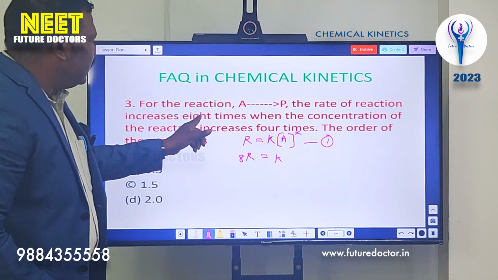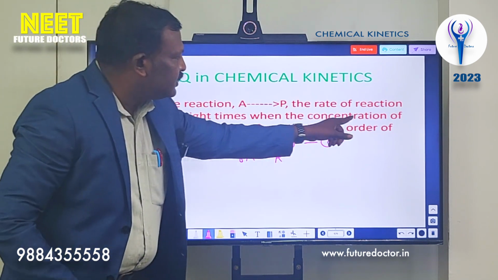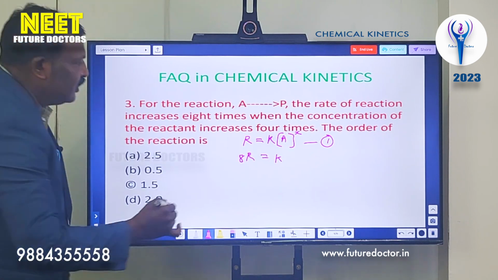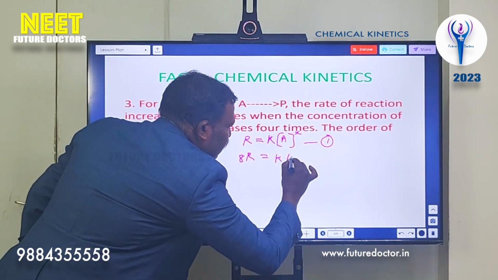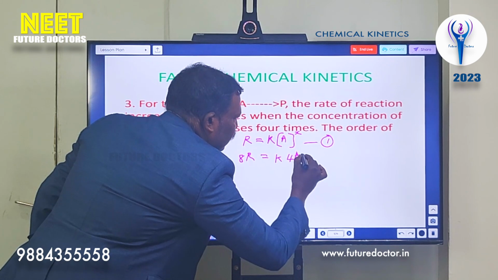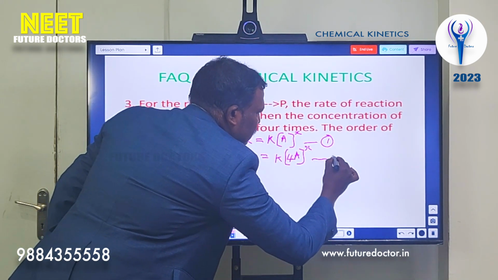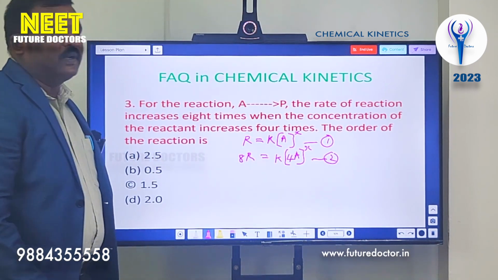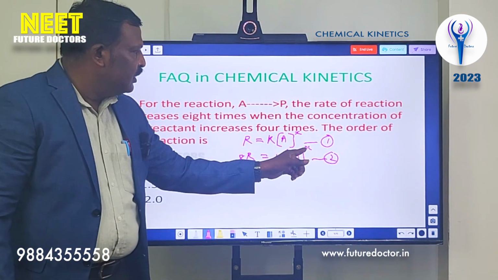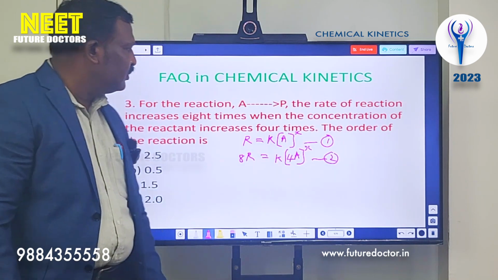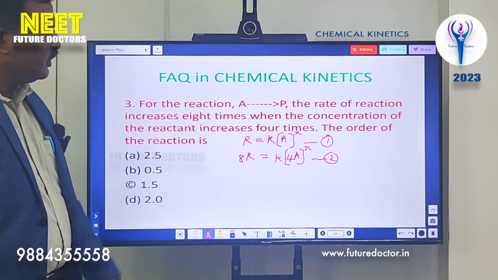Now the rate increases by 8 times when the concentration of the reactant increases by how many times? 4 times, isn't it? So 4A, understood? 4A power x. This is considered as equation 2. Our aim is to find only the x value. x is nothing but the order of the reaction. They are asking to find only the order. Understood? Okay. Now we have to simplify. How to simplify?